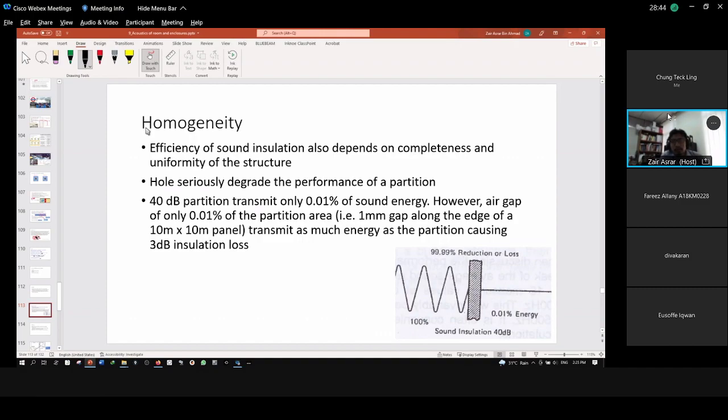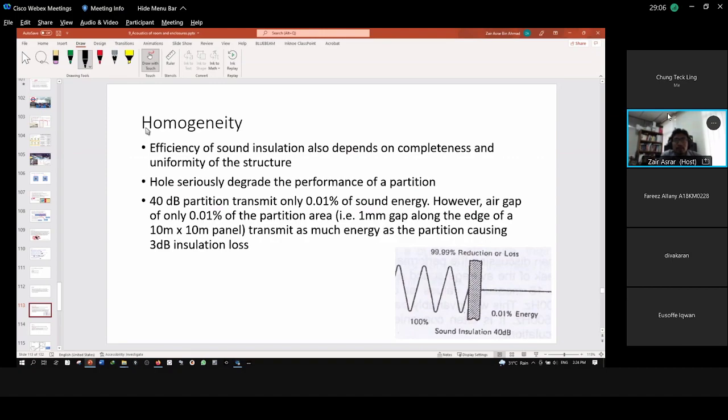Normally, we can insulate in the best possible way by ensuring that our partition is homogeneous, so everything is covered. If we have any holes, just like what we have discussed earlier, mind the gap, it will degrade the performance of the partition a lot.